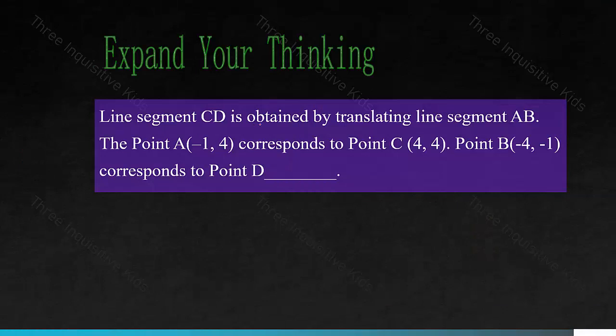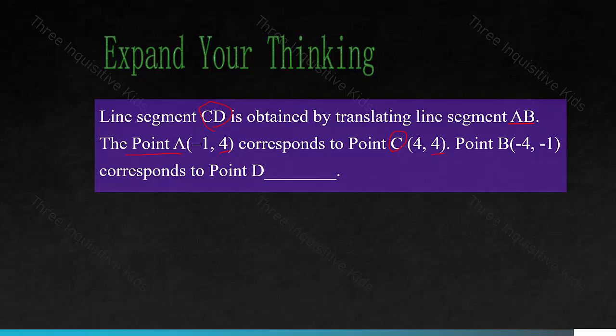Line segment CD is obtained by translating line segment AB. The point A (-1, 4) corresponds to point C (4, 4). Point B (-4, -1) corresponds to point D. What are its coordinates? A is on AB and C is on CD, and they correspond to each other. When you look at the coordinates, you can see that the y coordinate did not change, which means that AB was moving horizontally to get CD.